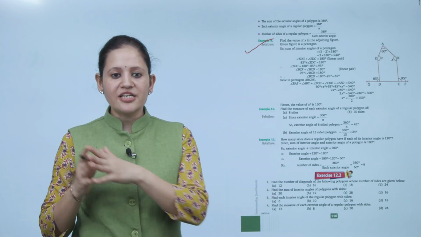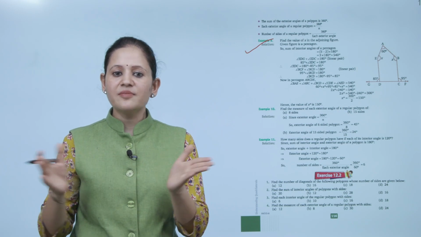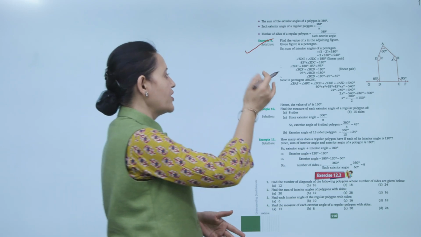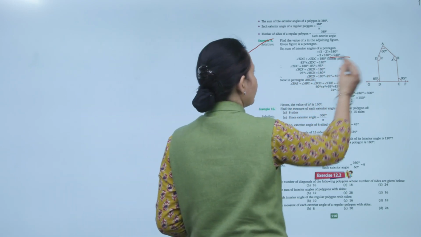Find the value of x in the adjoining figure. The figure is given as a pentagon. So the sum of the interior angles of a pentagon is (5 minus 2) into 180, that is 540 degrees.